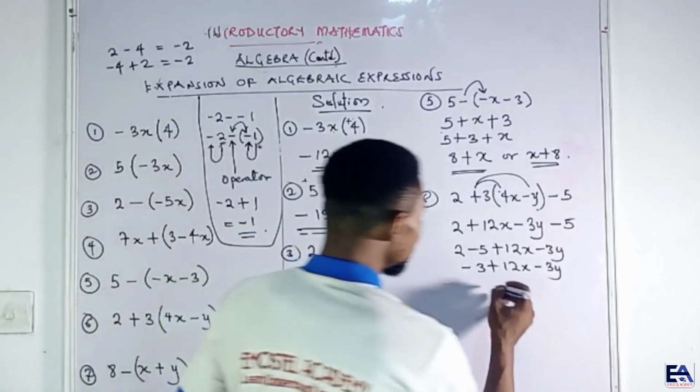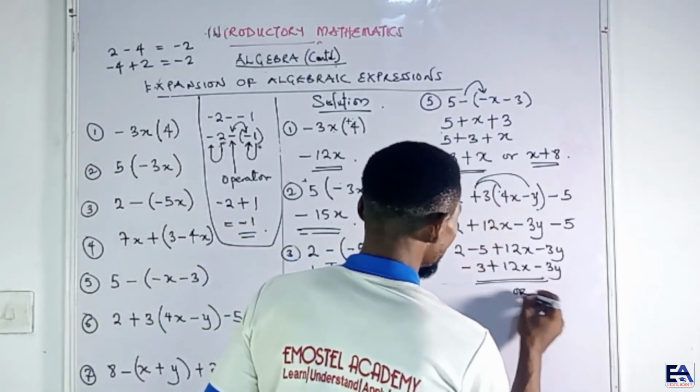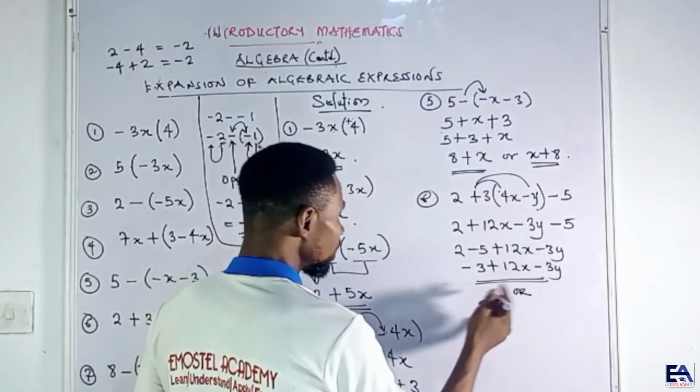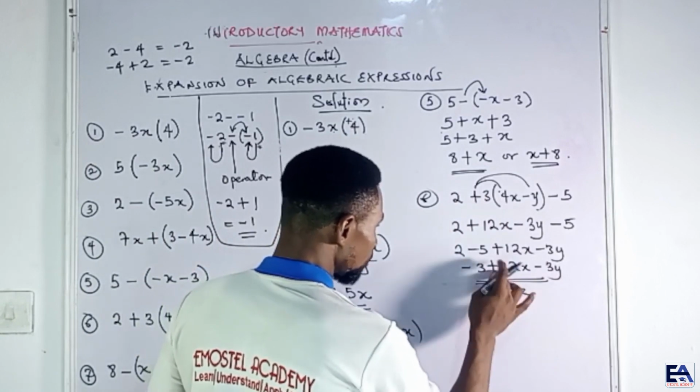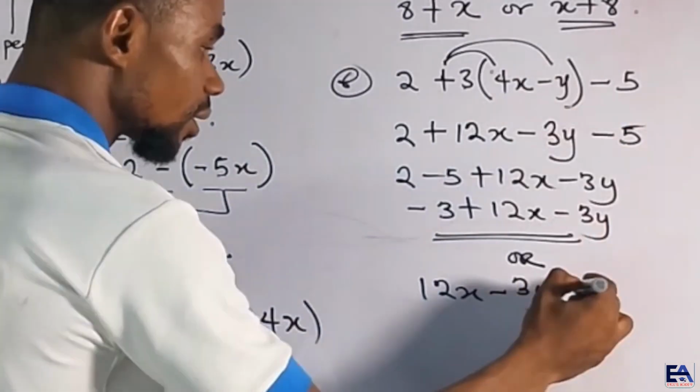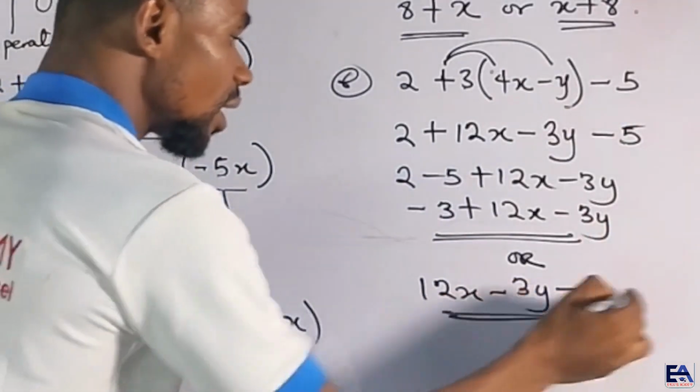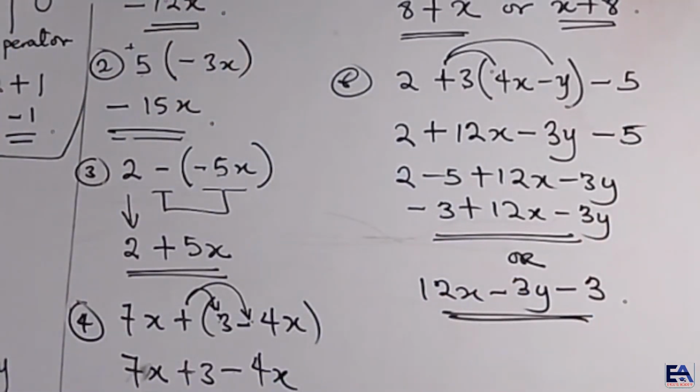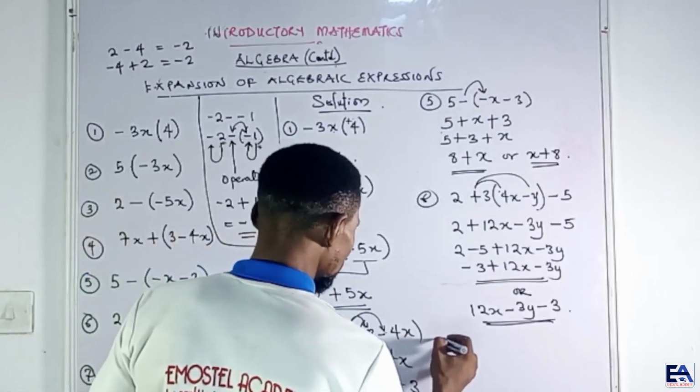So you can either leave the answer this way, or you rearrange by saying positive 12x, negative 3y, then you push this to the back, negative 3. Anyhow you have chosen to do it, you are still correct. Okay? All right, now the last question here.